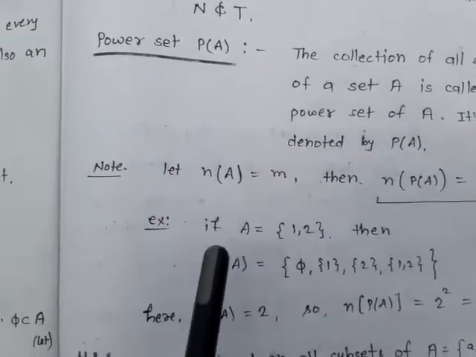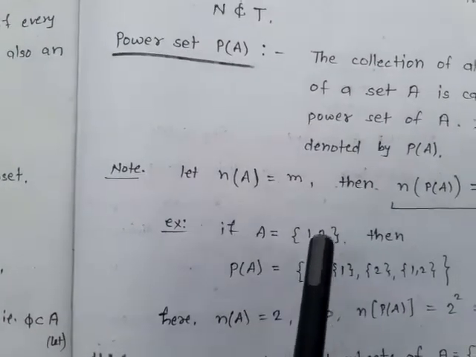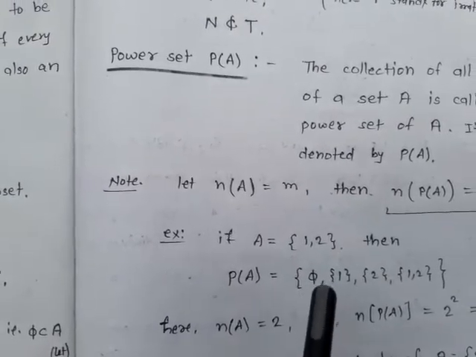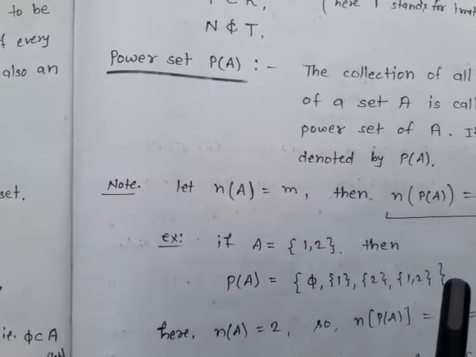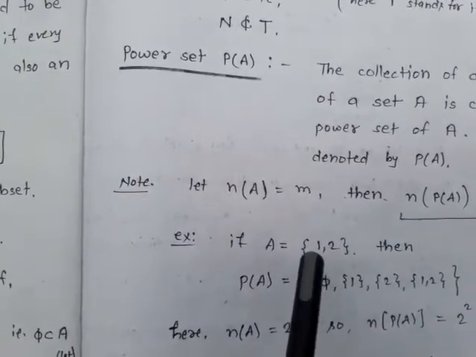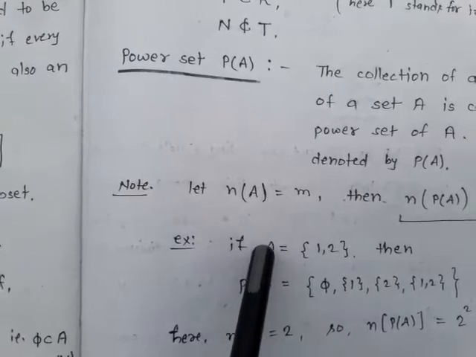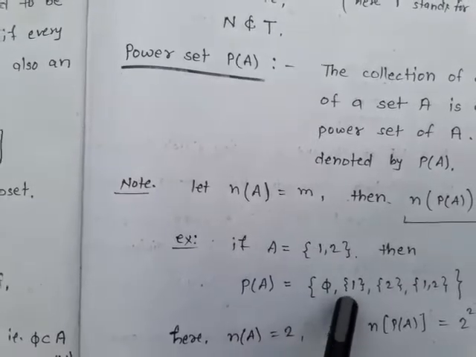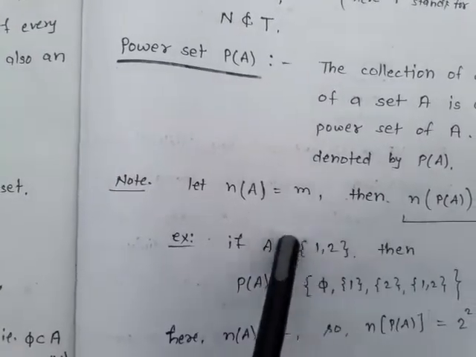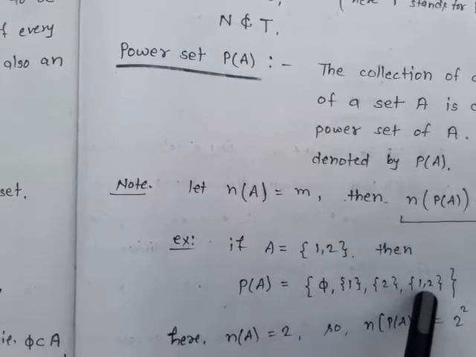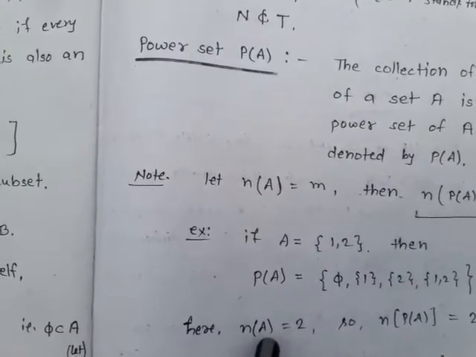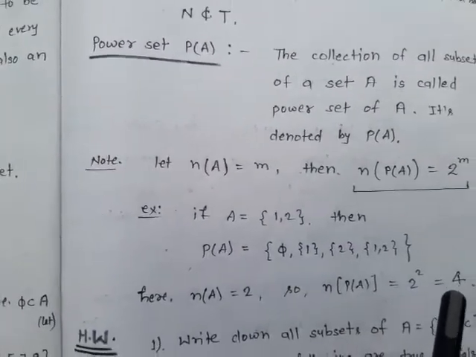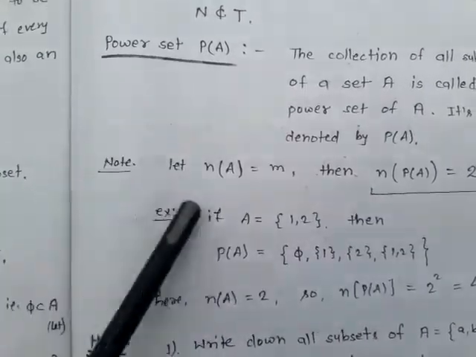Now to make it clear, one example: let capital A be equal to {1, 2}. Here the number of elements in set A is 2, then the power set is {phi, {1}, {2}, {1, 2}}. How can we write this? Phi is a subset of any set, so phi is the first element. 1 and 2 are written separately, each as a set itself. Now here are 4 elements. Here n is equal to 2. The number of elements in set A is 2, and the number of elements in the power set is 2 to the power 2, that is 4. This is the representation of a power set.